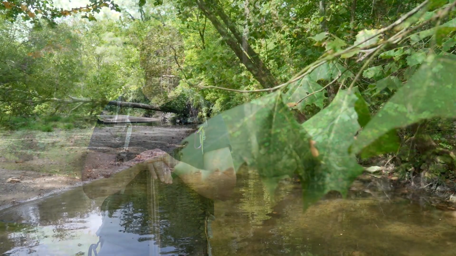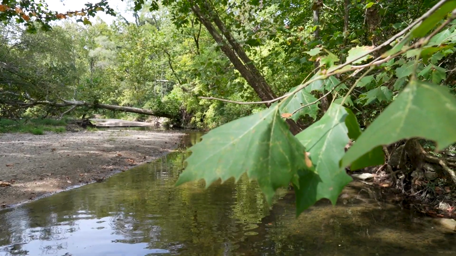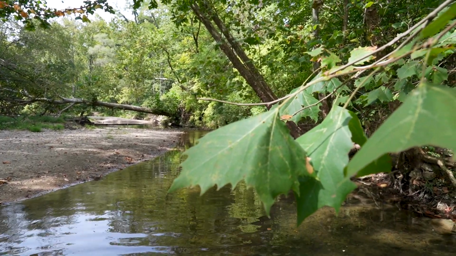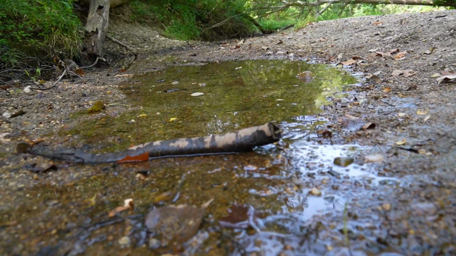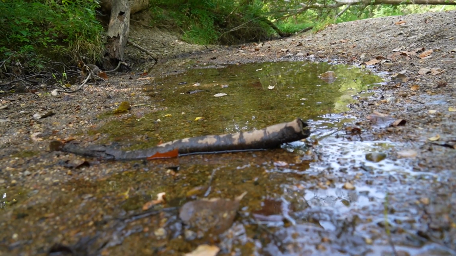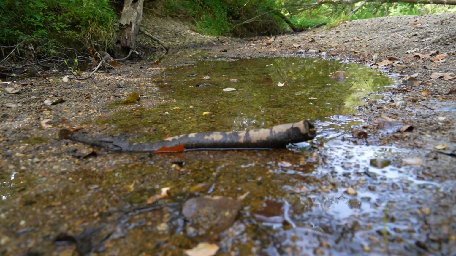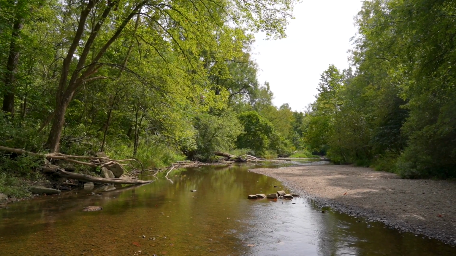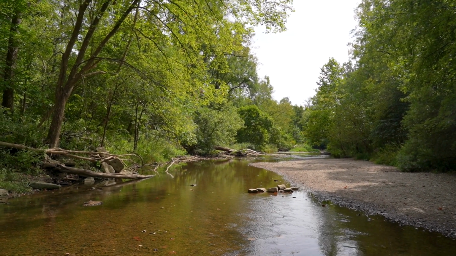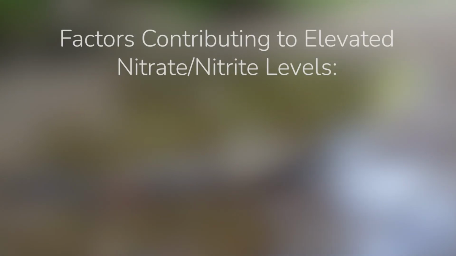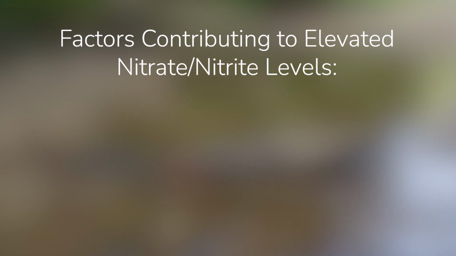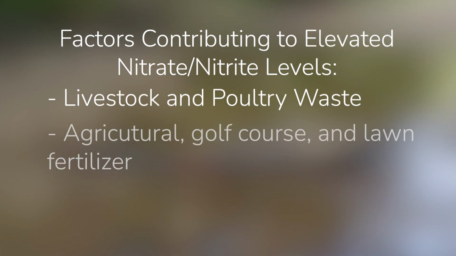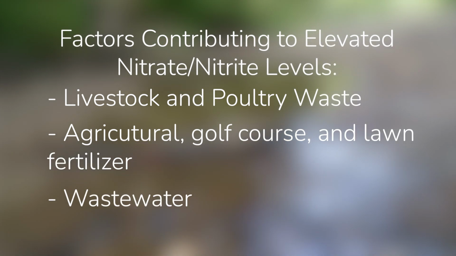Let's dive in. Nitrate, NO3, and nitrite, NO2, are nitrogen forms found in water. They enter waterways from sources like human and animal waste, fertilizer runoff, and decomposing organic matter. While essential for plant growth, excessive levels can lead to eutrophication and harmful algal blooms. Several factors can contribute to elevated nitrate and nitrite levels, including waste from livestock and poultry, agricultural, golf course, and lawn fertilizer runoff, and improperly treated wastewater.